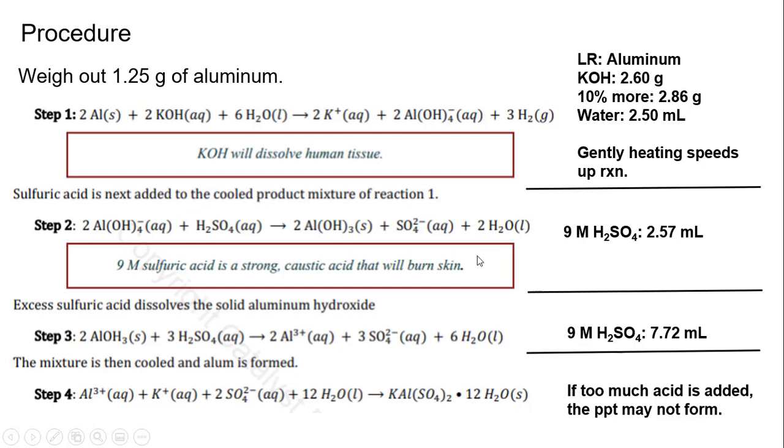Then we're going to heat this up gently because that speeds up the reaction. Now when we get to the second step, we have the product from the first step, and then we're going to add 2.57 mL of sulfuric acid. In the third step, we're going to add 7.72 mL of sulfuric acid. And again, if you add more than this, you would probably have a hard time getting your precipitate to form. So you want to add just enough that it would form, and if not, you would have to scratch it. By step 4, we should have a precipitate, which is what we're going to figure out the theoretical yield for. So these are the steps with the amounts of what we would use.